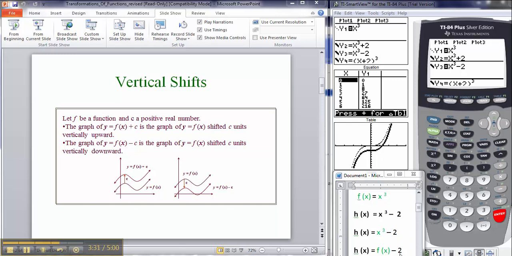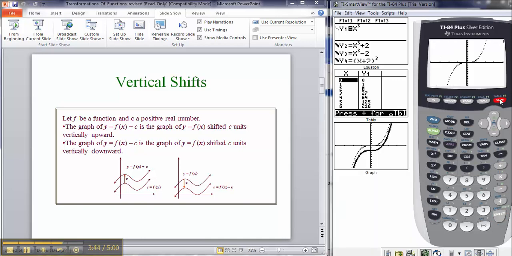So let's take a look at how those two graphs compare to each other. Again, x cubed, the main graph, will be dotted, and the new graph of x cubed minus 2 will be in bold over here. Let's take a look. So here goes x cubed through the origin, and the other graph is 2 units below. As you can see, it has a y-intercept of 0, negative 2. So that's what we have.